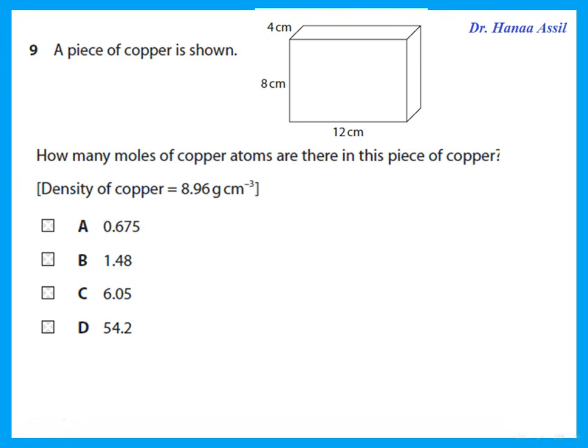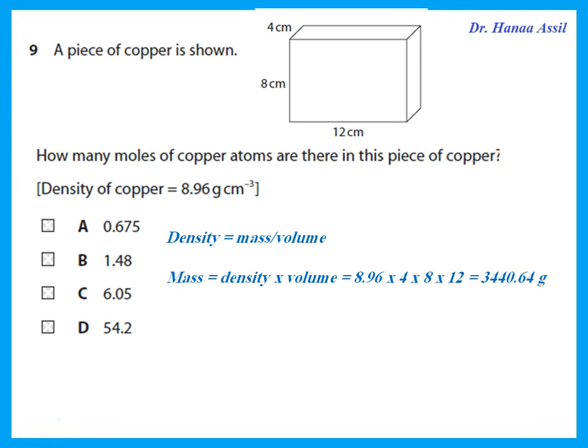A piece of copper is shown. How many moles of copper atoms are there in this piece of copper? Well, let's see. We want the number of moles. Number of moles is the mass over the molecular mass. So I need to get the mass. How do we get mass? He gives me density. You should realize that density is mass over volume. That means mass is density times volume.